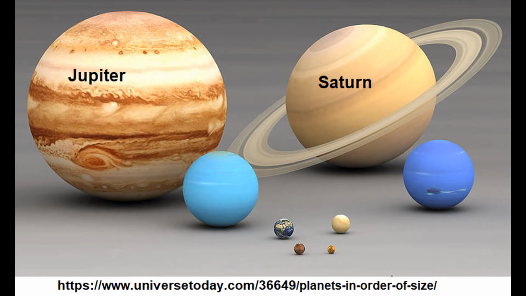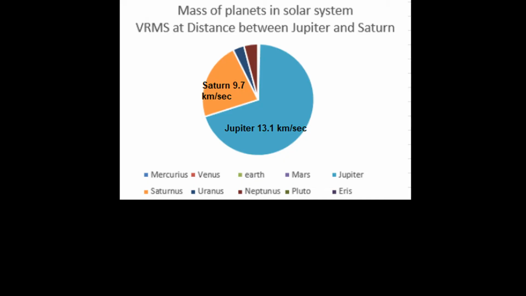The biggest planets in our solar system are Saturn and Jupiter. Saturn revolves around the Sun at 9.7 km per second. And Jupiter, our biggest planet, moves around at 13.1 km per second.